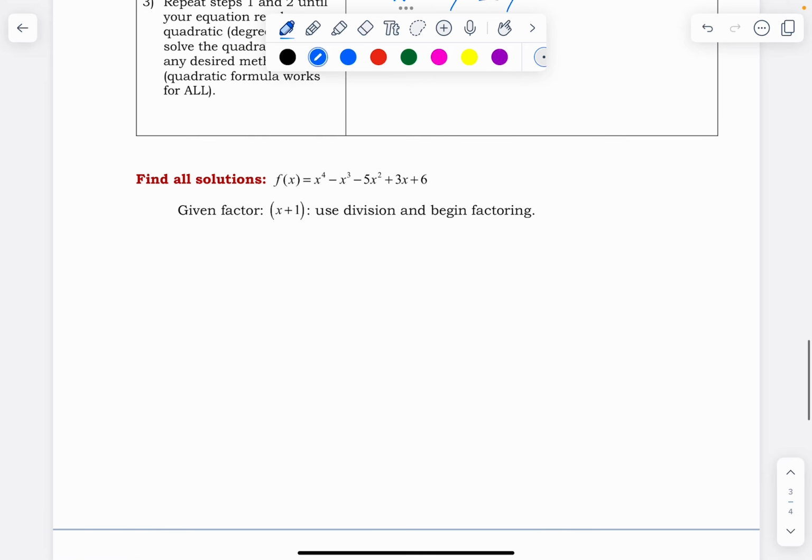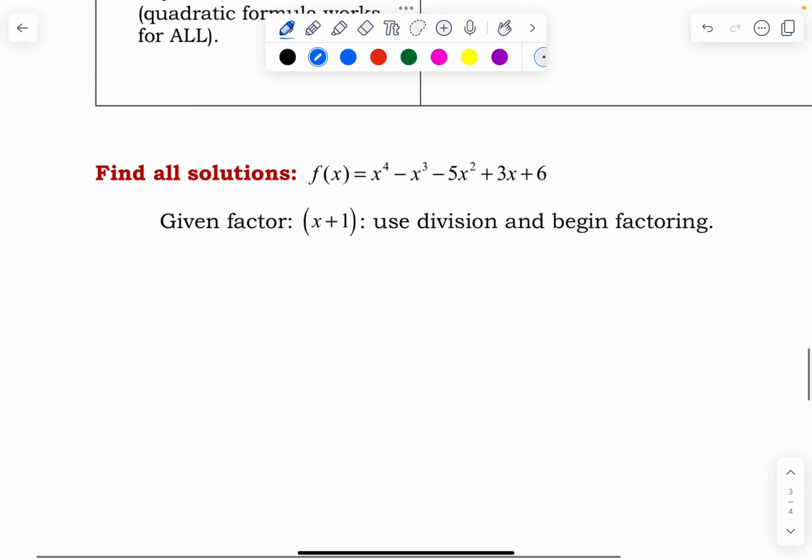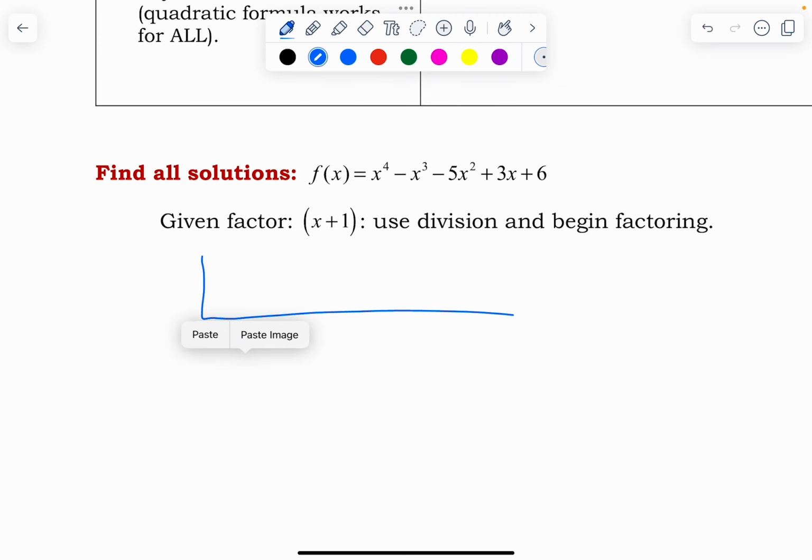Okay, so the next one, they're saying use division and begin factoring. So let's do synthetic division since we are going to divide by x plus 1. Once again, this is the factor. We want to use the root, and so you have to change the sign right there. There we go. So let's hang on.